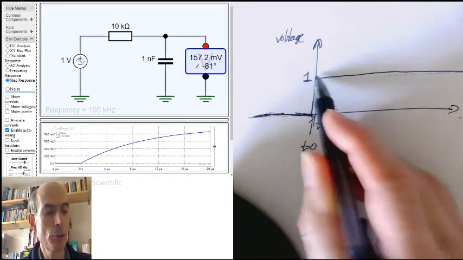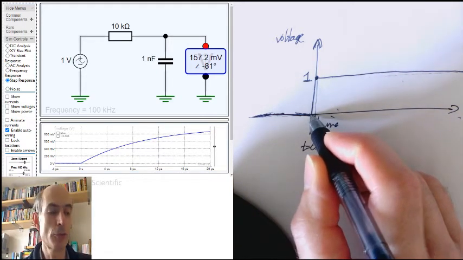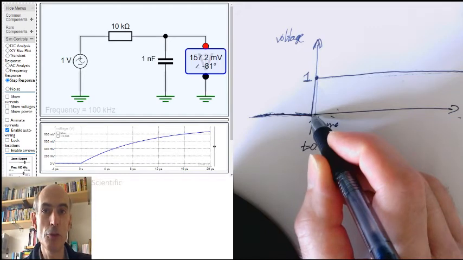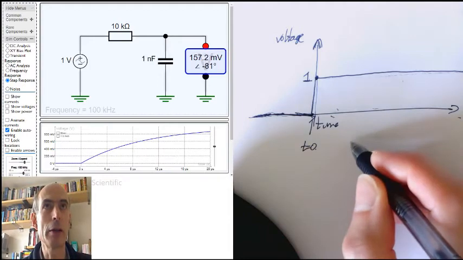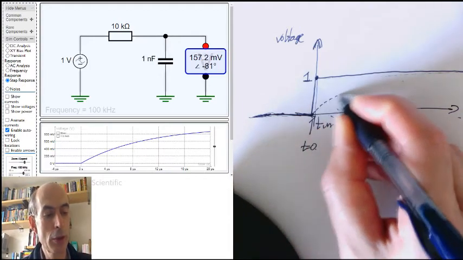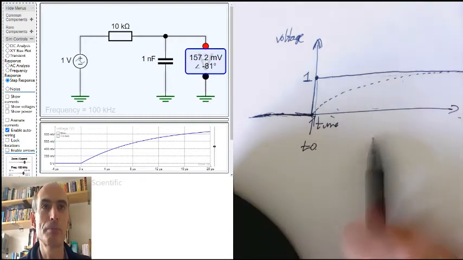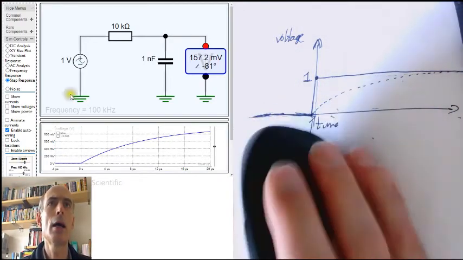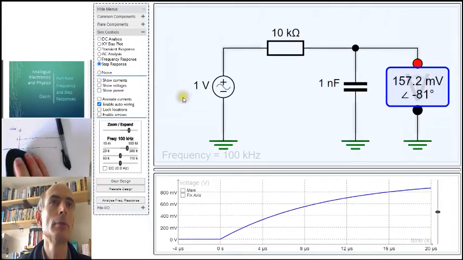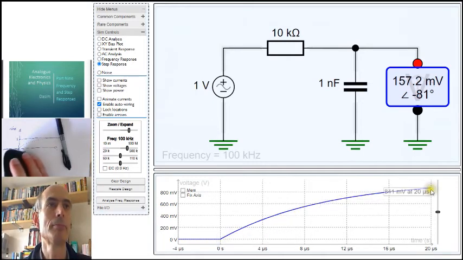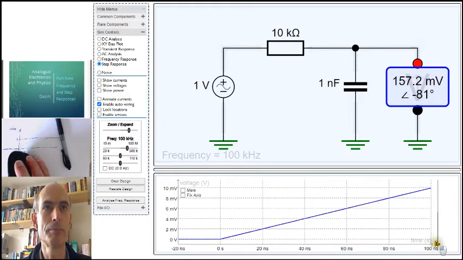And if that input goes into a circuit, the circuit will have what's known as a step response, and the step response is a graph of the output of the circuit against time. In this particular case, we would expect it to look like this as the capacitor charges up to 1 volt. And we can see that in the step response here. This slider here changes the time scale.